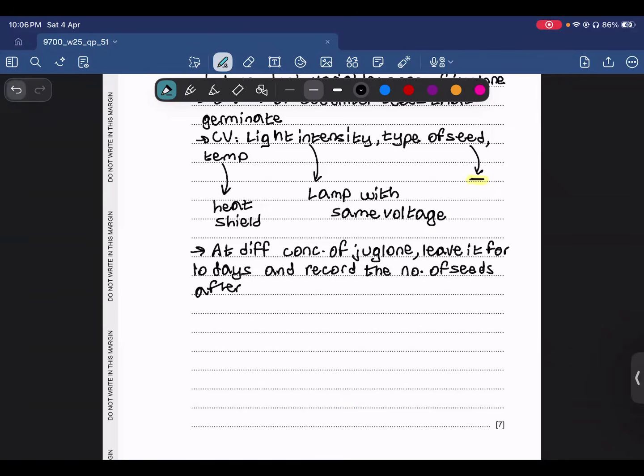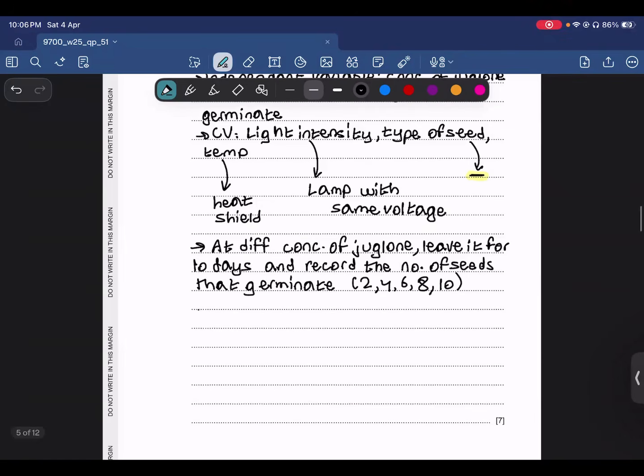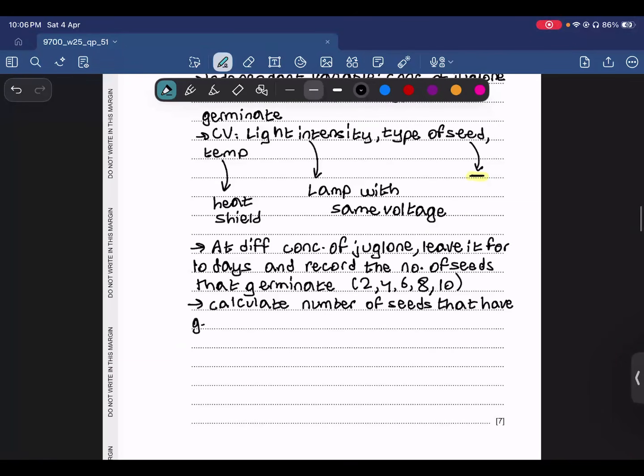Yeah, and then after 10 days we could measure it again, and then calculate the number of seeds that have germinated, and then calculate the mean. And also we could repeat the experiment. Sorry, I'm repeating the point, but I think this is better. We could repeat the experiment at least thrice, and then calculate a mean to remove the anomalies, I think.